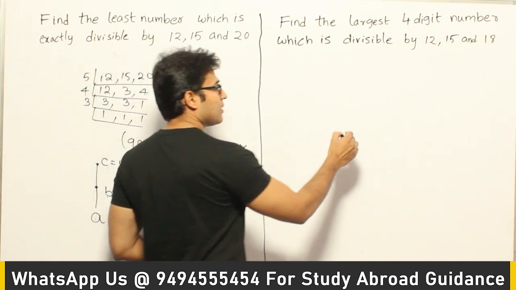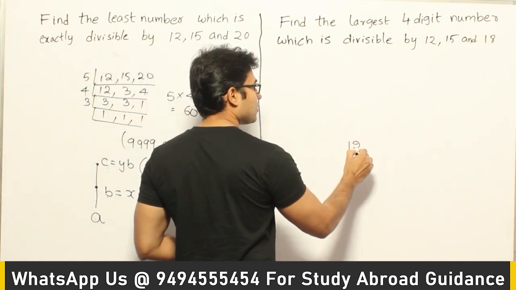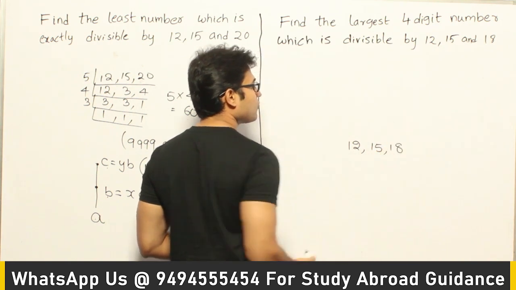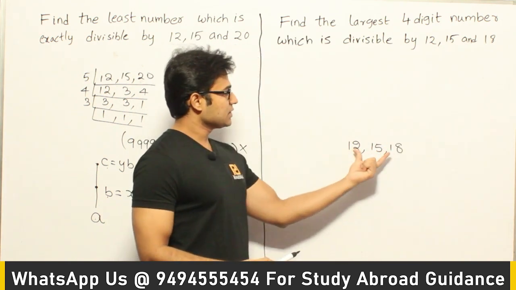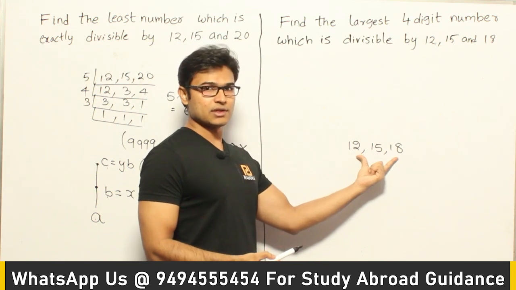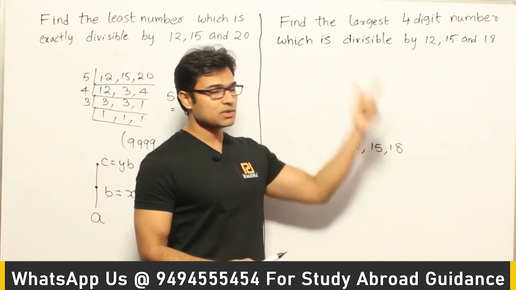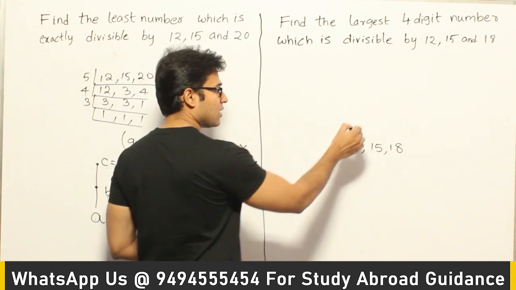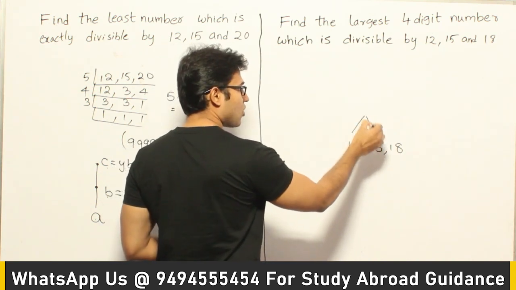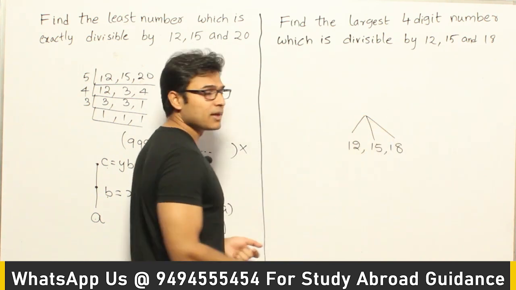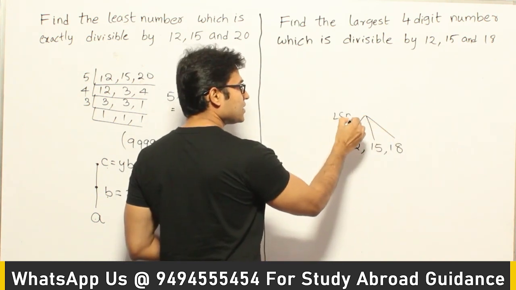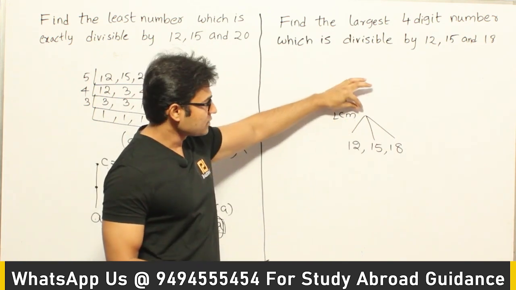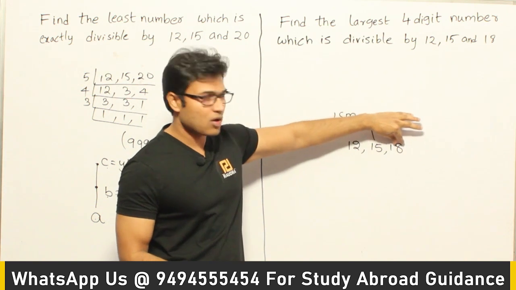See this? There are three numbers given, 12, 15 and 18. Now I have to find a number which is commonly divisible by all these three, and that has to be the largest 4-digit number. Before finding it, I'll find a different number which is commonly divisible by all these three. Let us say that is LCM. LCM means least common multiple, right? That is the smallest number which is divisible by all these three.